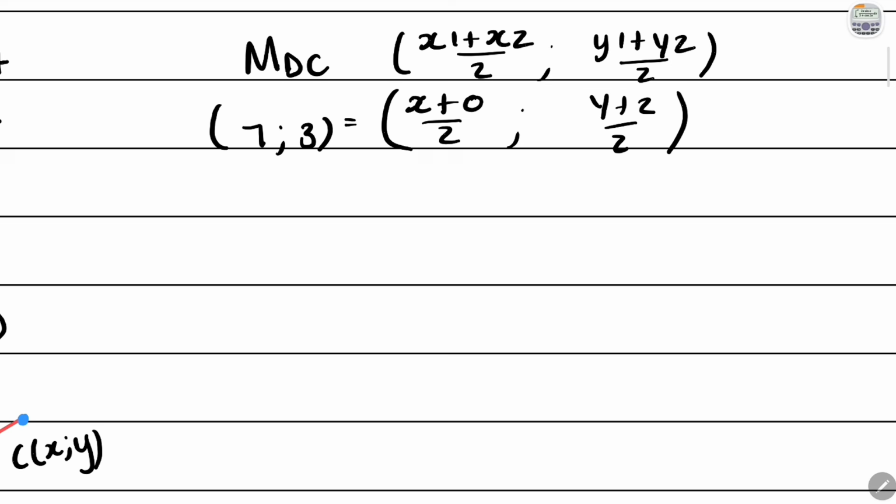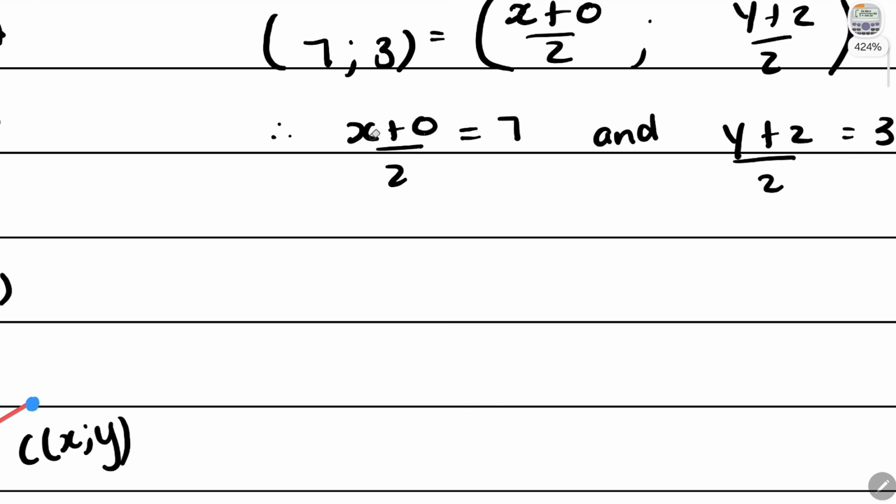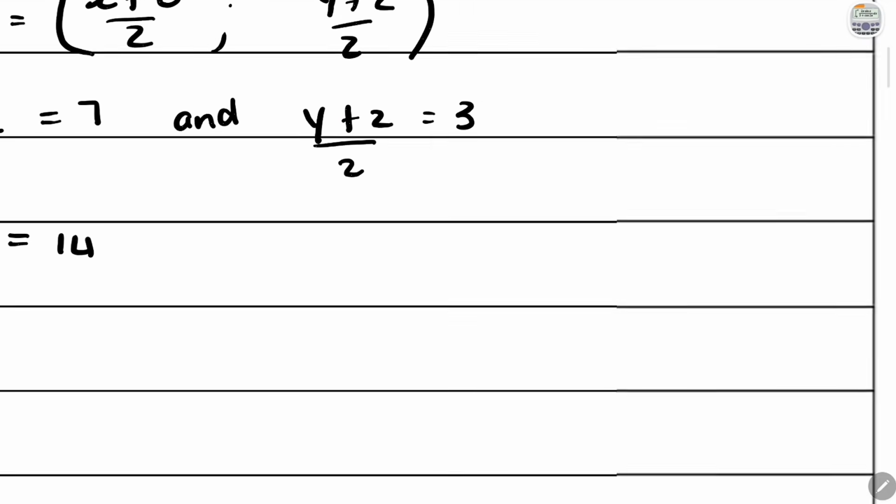Because they're equal, we can equate their x values and say that x plus 0 over 2 is equal to 7, and y plus 2 over 2 is equal to 3. Okay, so let's solve now. x plus 0 is still x, and so we just have a 2. You can just multiply both hand sides by 2, or you can see this as cross multiplying. 7 times 2 is 14, and x times this invisible 1 here is x. So x is equal to 14.